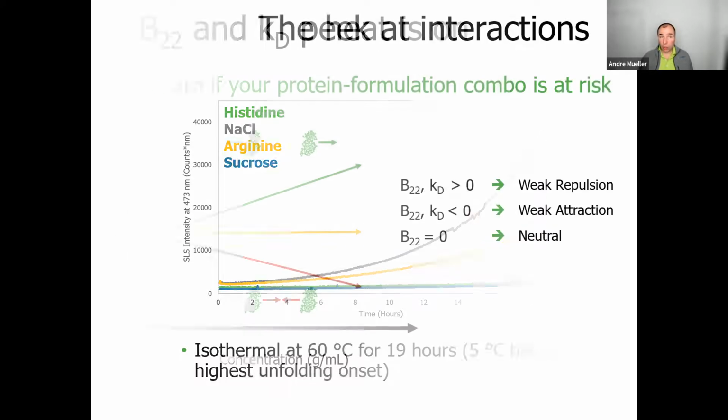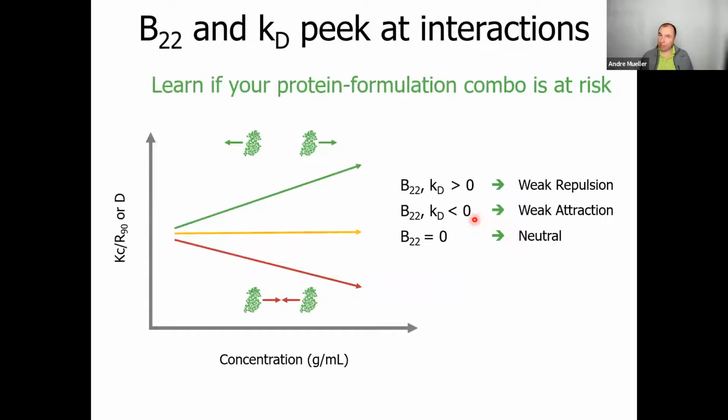To talk about colloidal stability and another application that Unde brings to the table, I want to talk about B22, the second virial coefficient, and the KD, the diffusion interaction parameter, first. In order to measure B22 and KD, we would take a room temperature snapshot of a concentration series. For an IgG type molecule, that concentration series would be somewhere between 1 milligram per milliliter and 10 milligrams per milliliter.